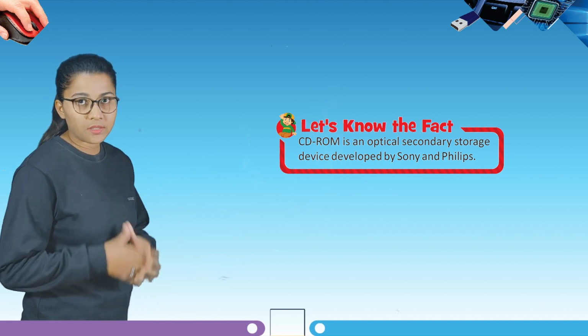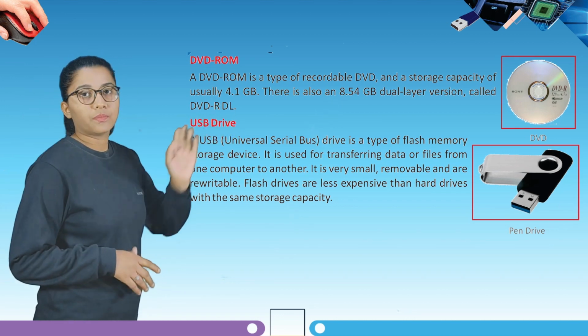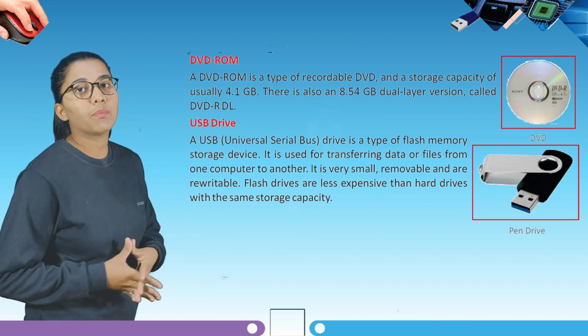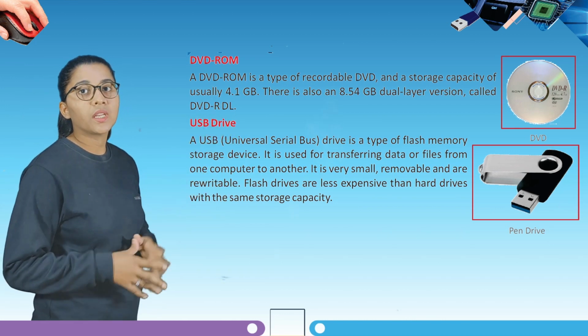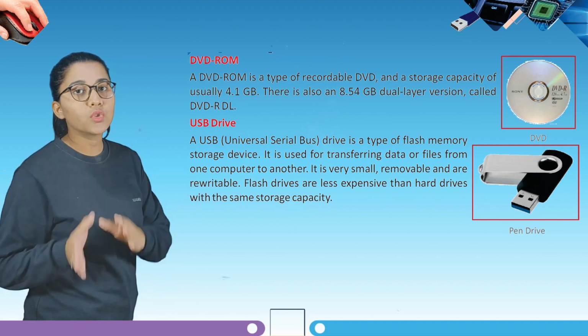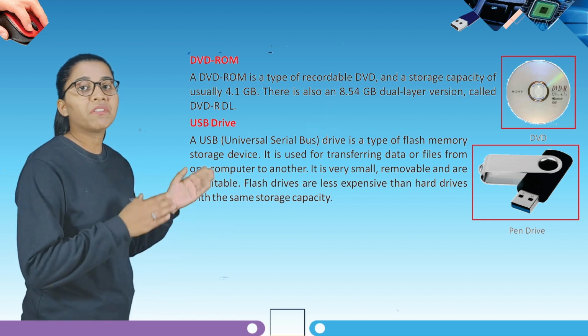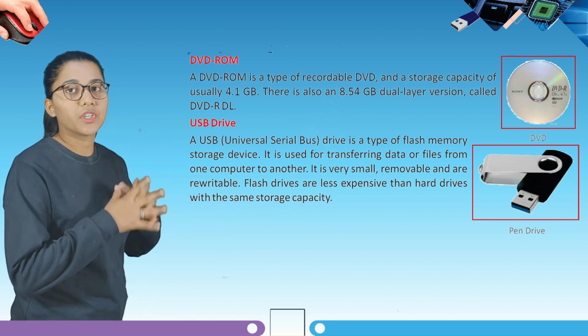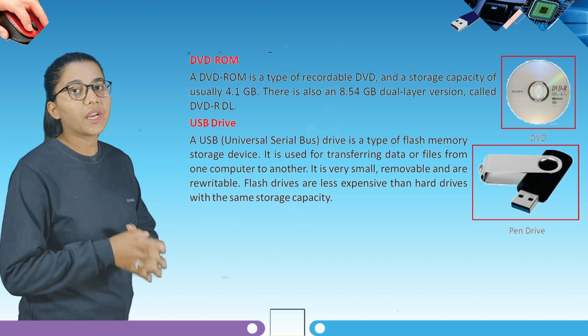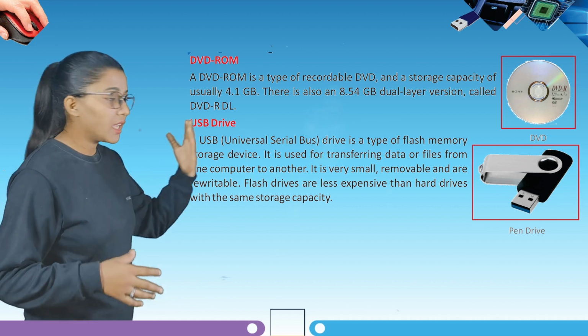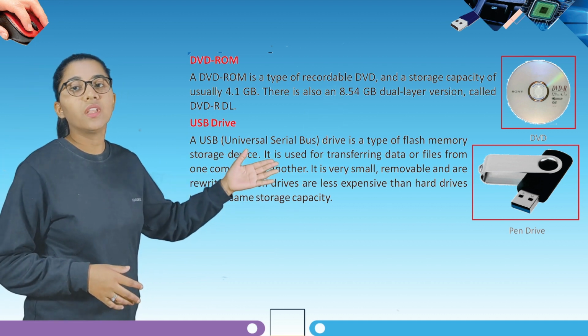Now students, let's learn about DVD-ROM. A DVD-ROM is a type of recordable DVD with a storage capacity of usually 4.7 GB. There is also an 8.54 GB dual layer version called DVD-RDL. So students, here you can see the picture of a DVD-ROM.